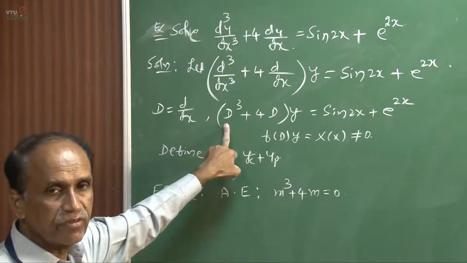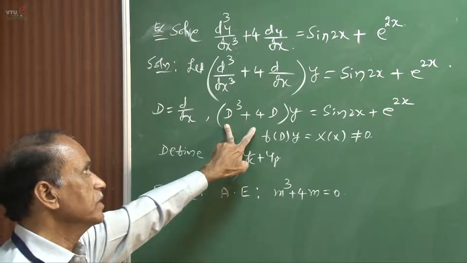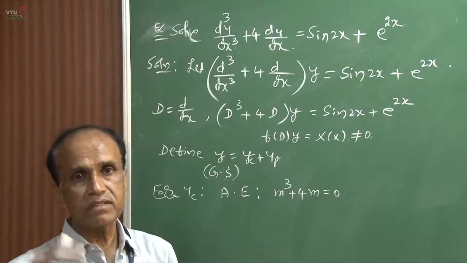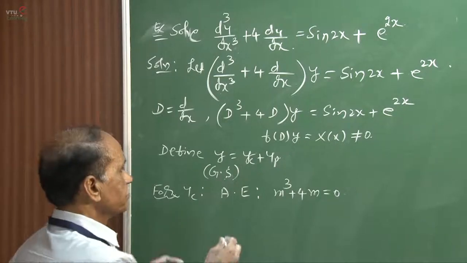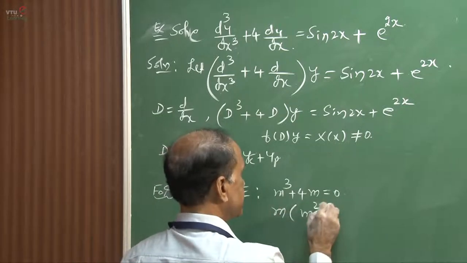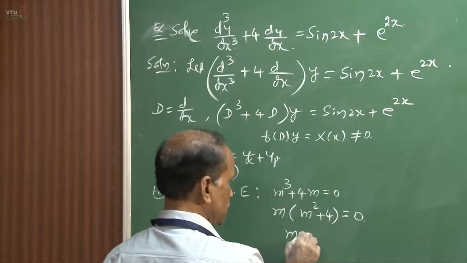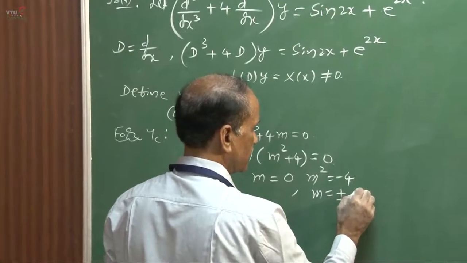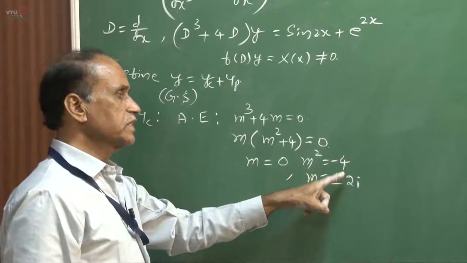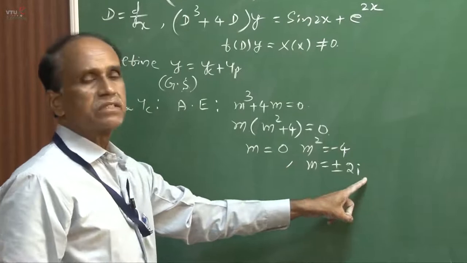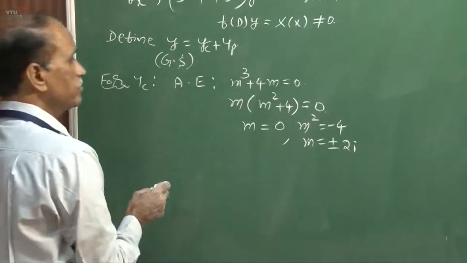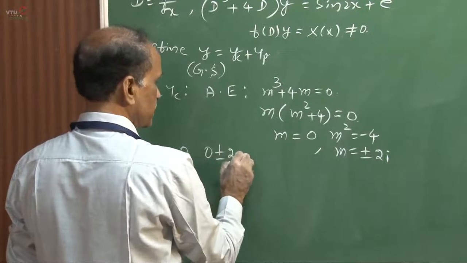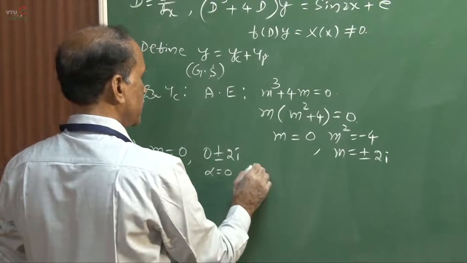Replacing D by m, f of D becomes f of m, that is equal to 0. Why do we replace D by m? Because D is a derivative and m is a number, a constant. Now m is common, we can write it as m into m square plus 4 equal to 0. So m is equal to 0 and m square is equal to minus 4, so m is equal to plus or minus 2i, because the square root of 4 is 2 and the square root of minus 1 is i. Therefore you have three different values: m equal to 0, 0 plus or minus 2i. Here alpha equal to 0 and beta is equal to 2.